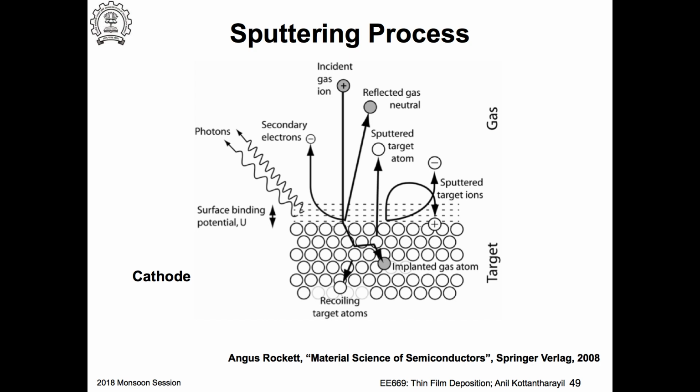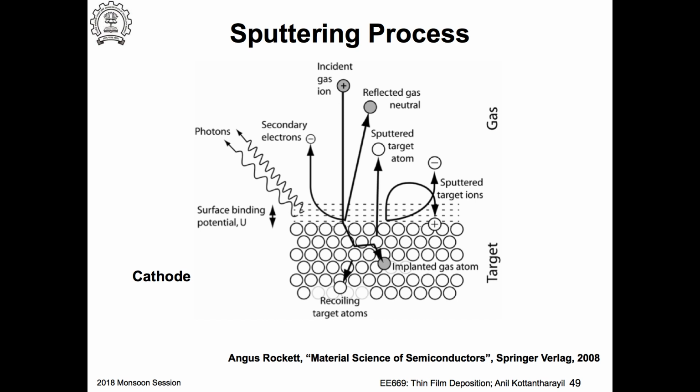Okay, so we'll continue the discussion about this sputtering process. So you have seen as an accelerated ion impinges on the target, which is placed on the cathode. Okay, and it's placed on the cathode because you have then higher voltage drop across the dark space. So they can be accelerated, right?